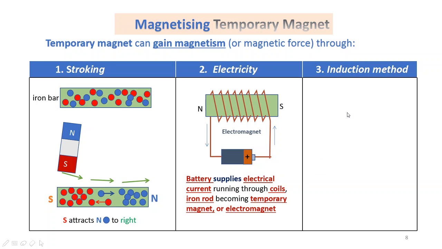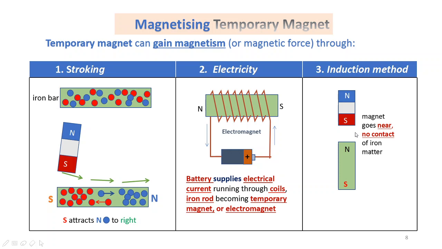Third method is called induction method. We're using the natural magnet to go near to the iron rod or magnetic objects. So this magnet will induce the iron metals and bring the north elements and south elements in order to become a temporary magnet. In this example, the south pole is approaching the iron rod, so the end of the iron rod will become north pole and the other end will become south pole.